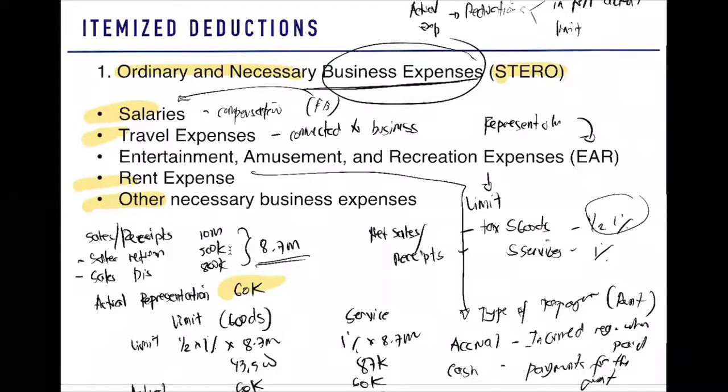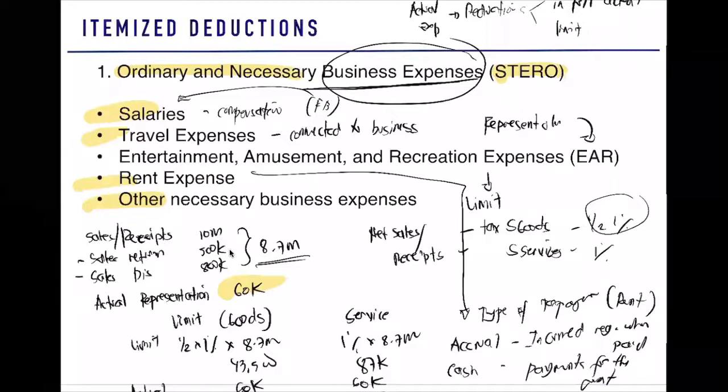So we're now done with the first type of expense. That is your ordinary and necessary business expenses. What is the only item here that is with limit? That is your EAR expense. What is the limit? Based on seller of goods and seller of services. 1/2 of 1% and 1%.